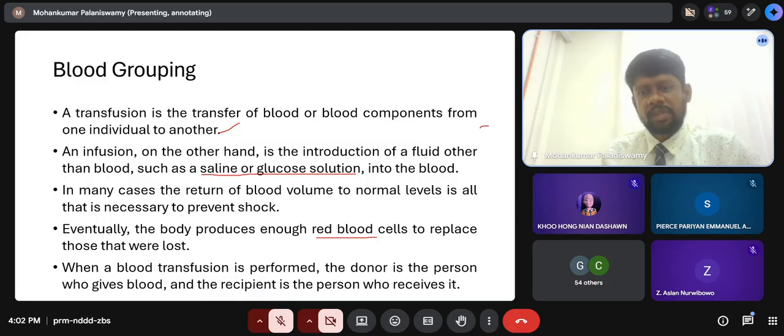When a blood transfusion is performed, the donor is the person who gives the blood, as I explained earlier. Recipient is the person who receives it. Anyway, so apart from using the saline or a glucose solution, we have A, we have B, we have AB, we have O. So if a person has the blood group A, who can give blood to this person?